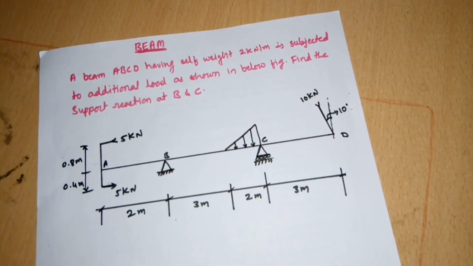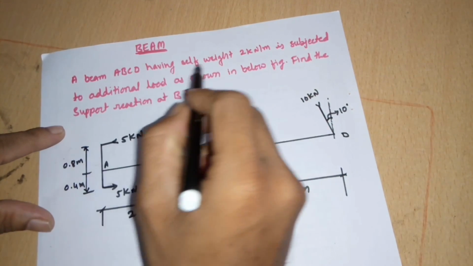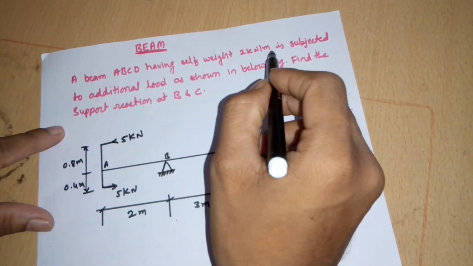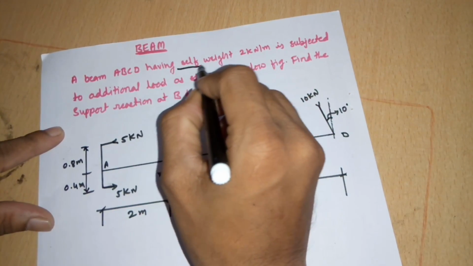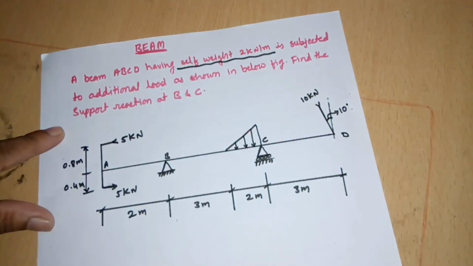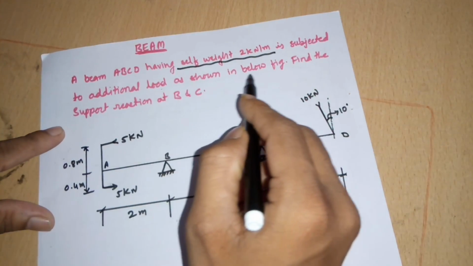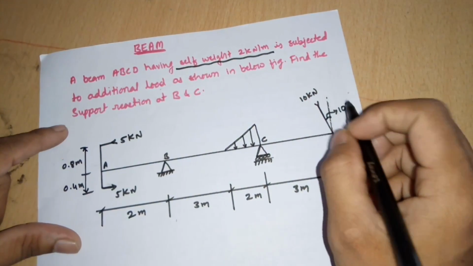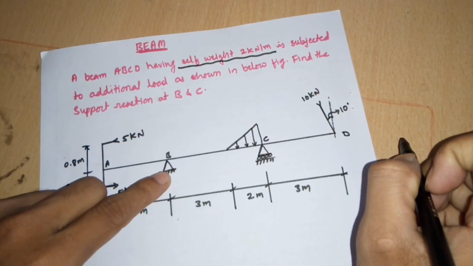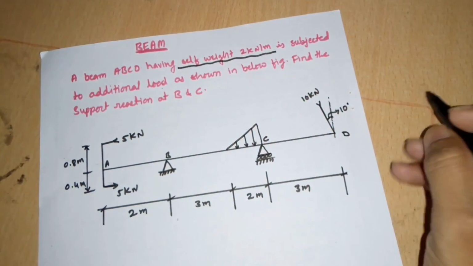So next question on beam is a beam ABCD having self weight 2 kilonewton per meter. See here the new thing is self weight, that is 2 kilonewton per meter, is subjected to additional load as shown in below figure. So this is the given figure. Find the support reactions at B and C.